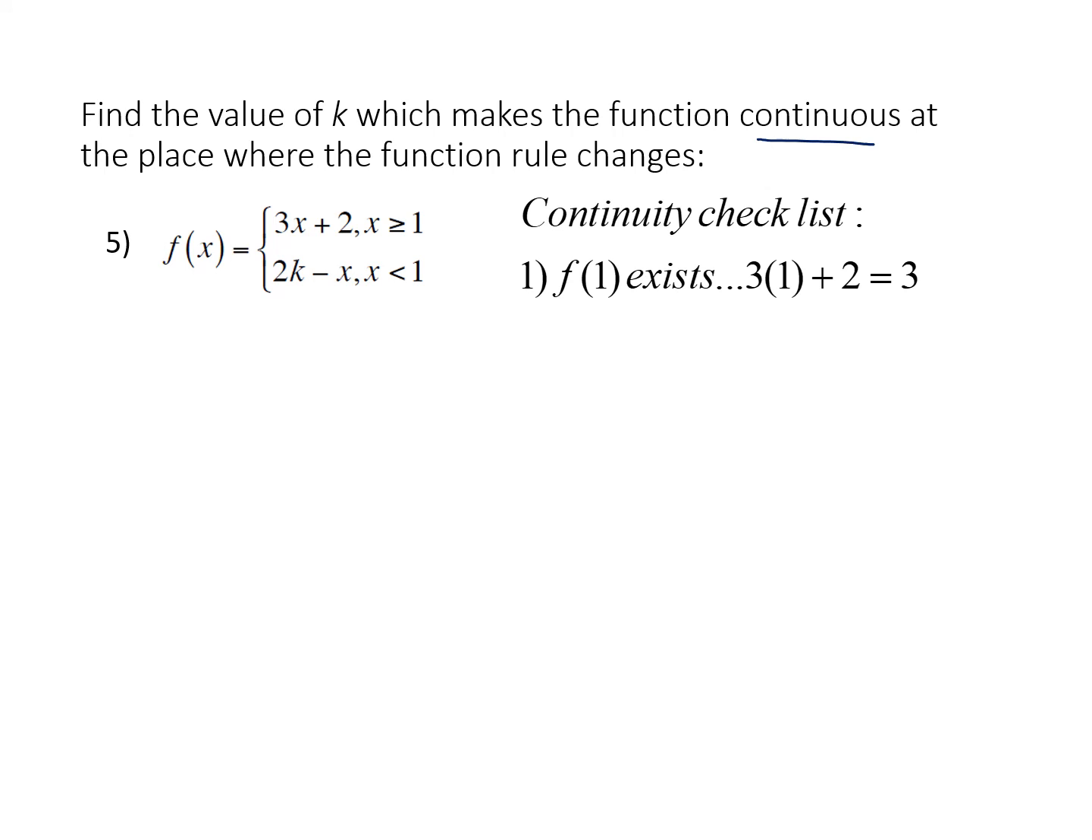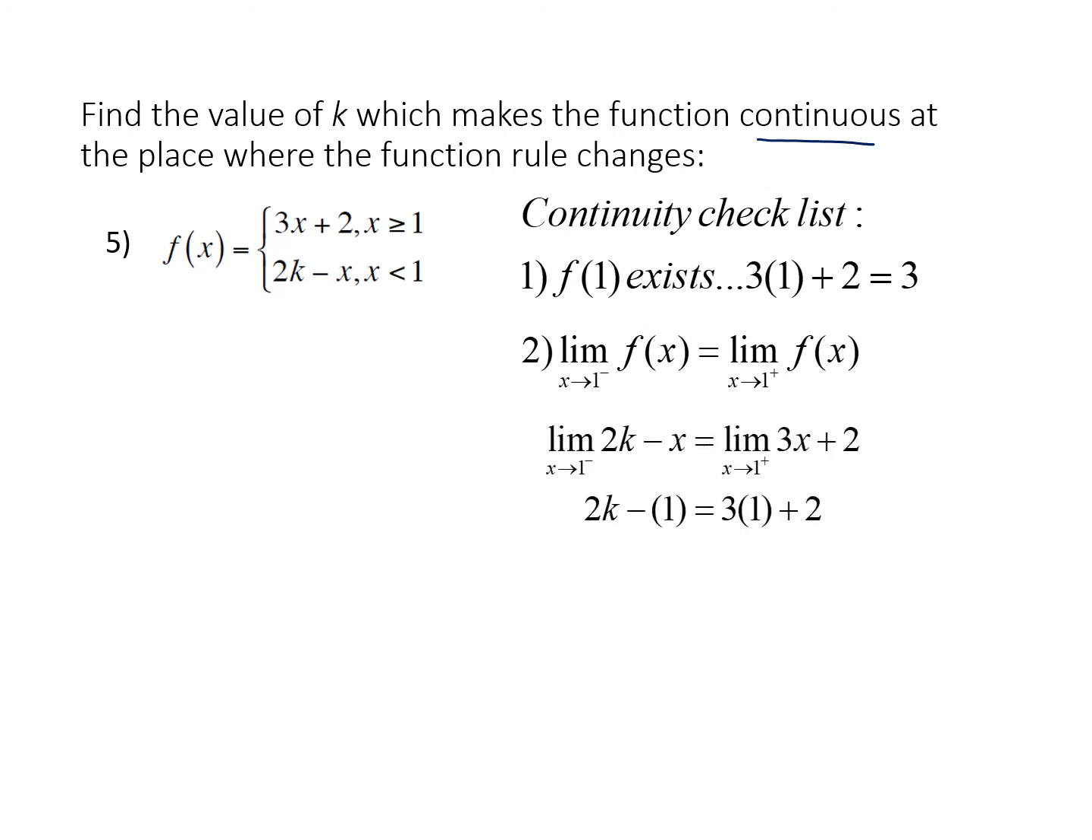So how do we do that? Well, we're going to set it up. So this is rule 2 of the continuity definition. The limit as x approaches 1 from the left of f of x must equal the limit as x approaches 1 from the right of f of x. So what are those two branches? They're going to look something like this. The limit as x approaches 1 from the left of 2k minus x equals the limit as x approaches 1 from the right of the linear function 3x plus 2. And what we need to do is evaluate the limits, and the left-sided and right-sided limits need to be equal.